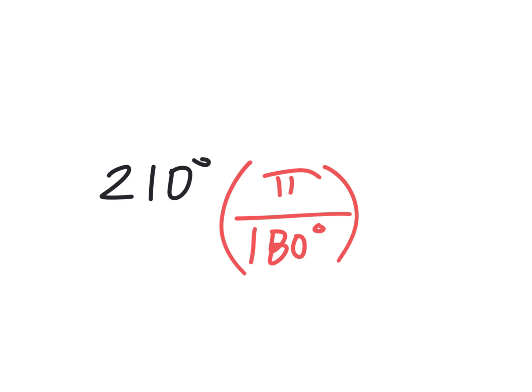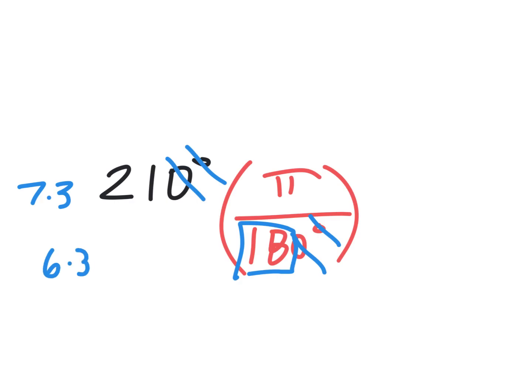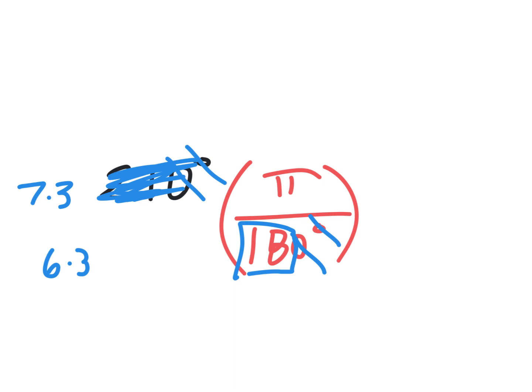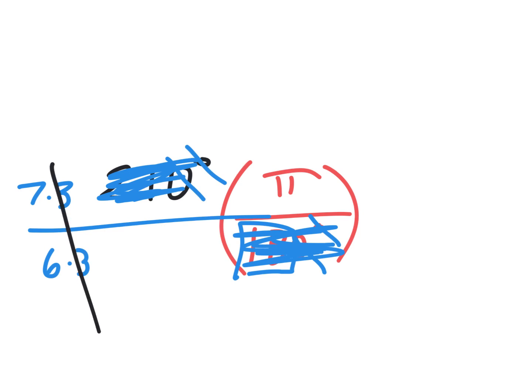Do you know how to cancel stuff? Like that cancels, and this is like dividing both by 10. And then 21 is like 7 times 3. And this is like 6 times 3. And I've replaced my 21 with a 7 times 3 and my 18 with a 6 times 3. And now I'm left with that. And can you simplify that further? So 7 pi over 6, for example.